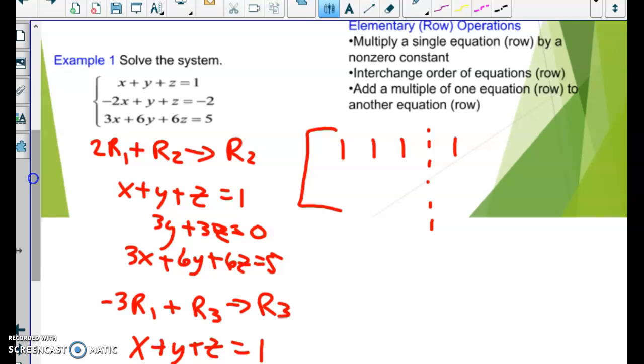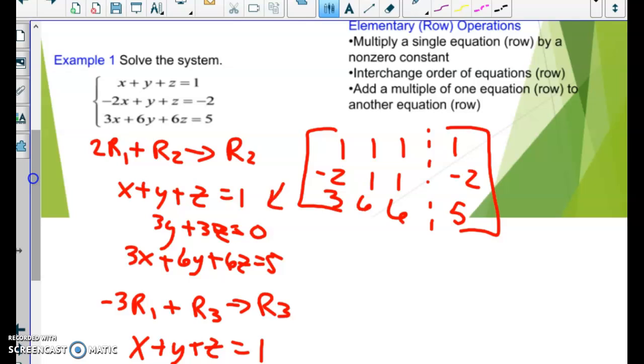I'm putting a dotted line. Negative 2, 1, 1, negative 2, and 3, 6, 6, 5. And notice we have the same operations we used over here, except it's a lot less writing if we don't have to write x's, y's, and z's. We're just dealing with them as their pure numbers.